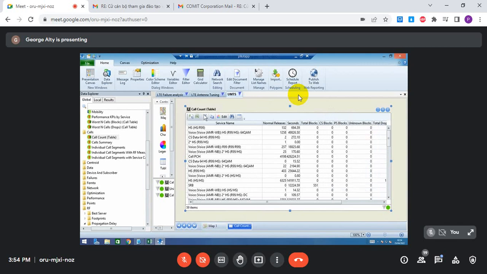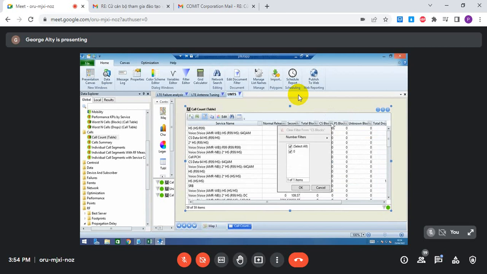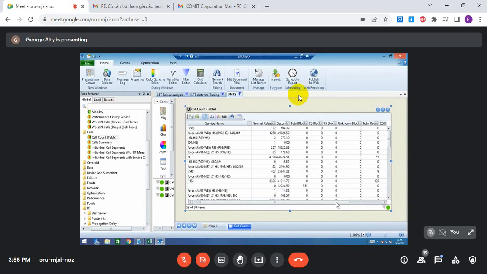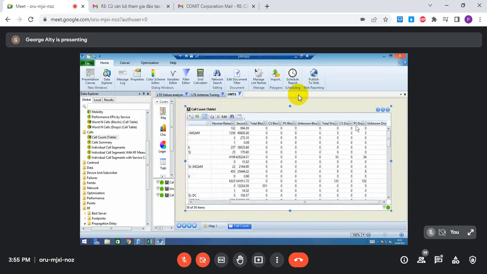Yeah, I don't think there is. If I filter this, another way of looking at it, we can look at CS blocks. Yeah, so there you go. Virtually no CS blocks. If I look at what else? CS drops. Okay.